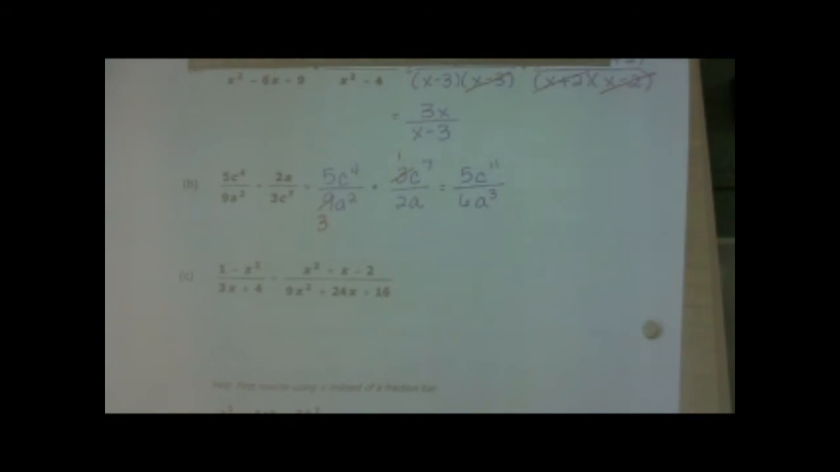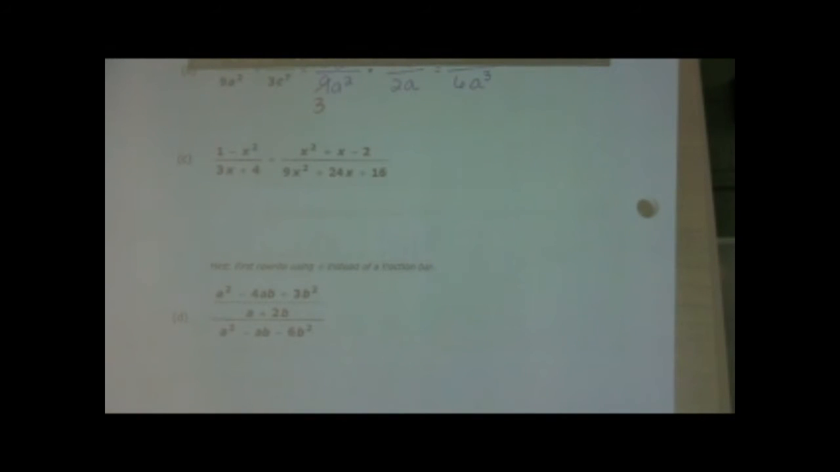So I've got 5 in the numerator. C to the 4th times C to the 7th is C to the 11th. Then I have a 3 times 2 gives me 6. And I have a squared times a, which gives me a to the 3rd. All right, and now there is nothing I can cancel at all. So the 9 and the 3, that was it. All right, let's go to the next example. This is a division problem. All right, we'll try and do this in a minimal number of steps.